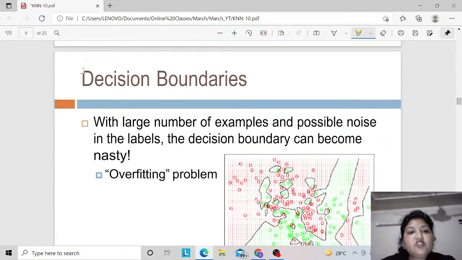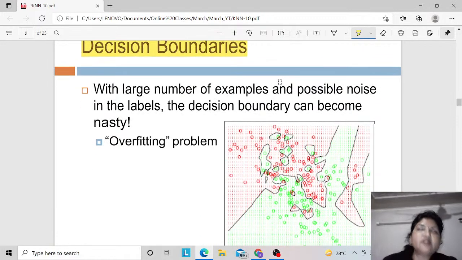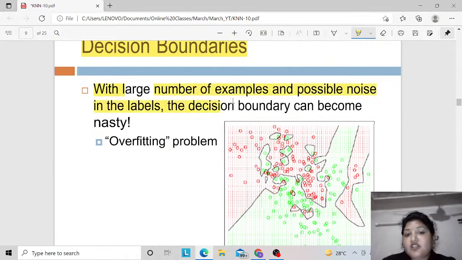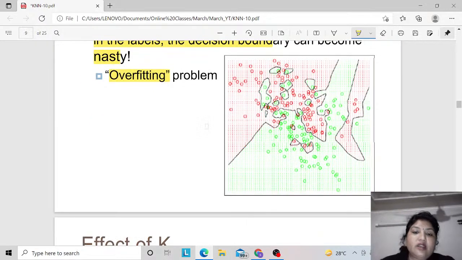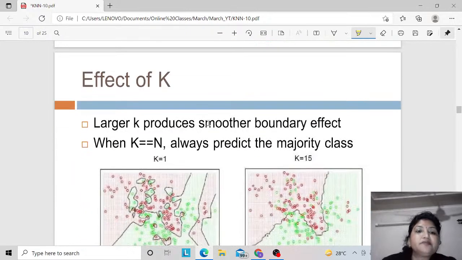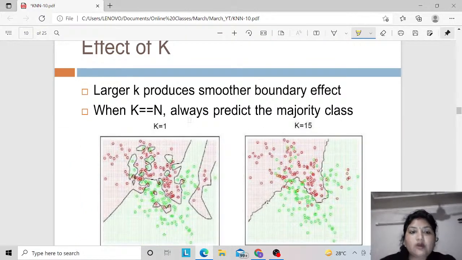Then we have decision boundaries. What are decision boundaries? Basically, they segregate the points into different classes. With a large number of examples and possible noise in the labels, the decision boundary can become nasty. Overfitting problem. You are collecting all the points. It might be possible there are some points that are noisy in the labels too, or there could be an outlier, right? Let us see how it works.